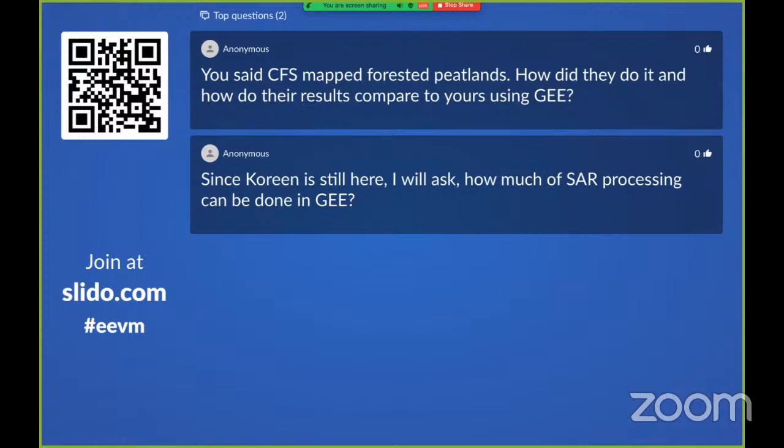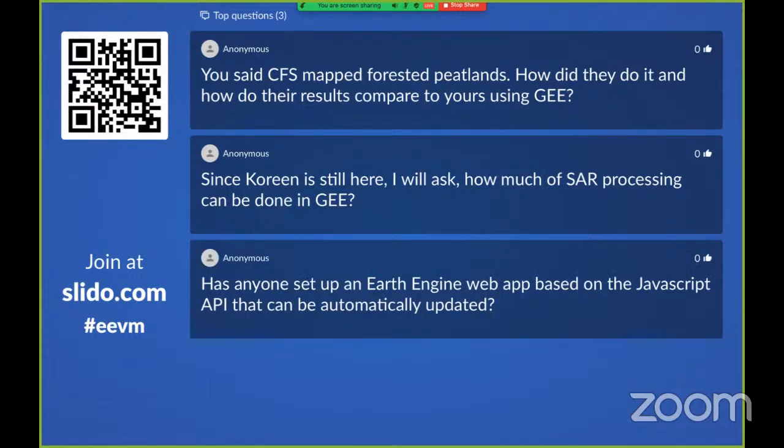I see another question that just popped up for Koreen. How much of SAR processing can be done in Google Earth Engine? That's a good question. The Sentinel-1 data that's available in Earth Engine is the GRD product data. Anything that can be done with GRD products can be done in Earth Engine. So you'll see there's lots of examples with OTSU for doing water and land classification or differentiation. Any sort of mathematical function that you want to build, you can do that in Earth Engine.